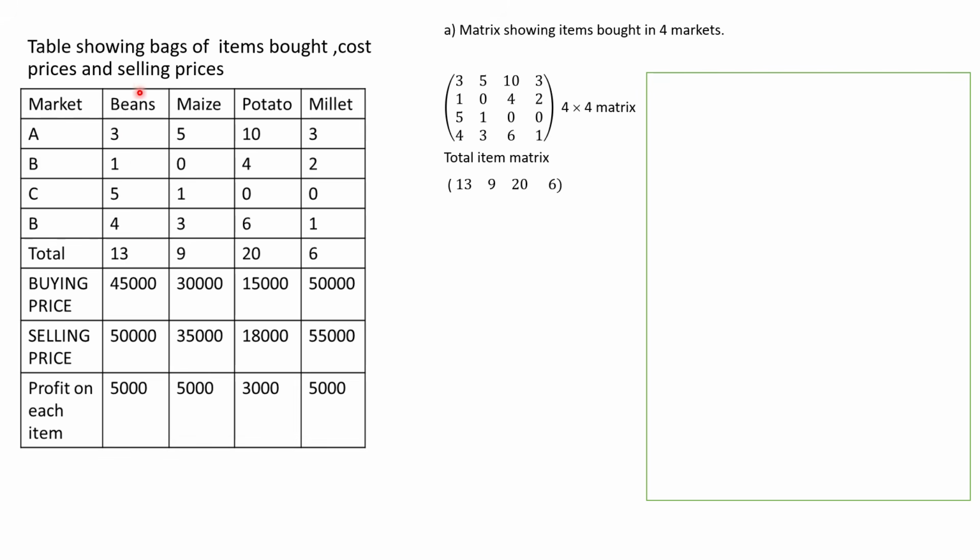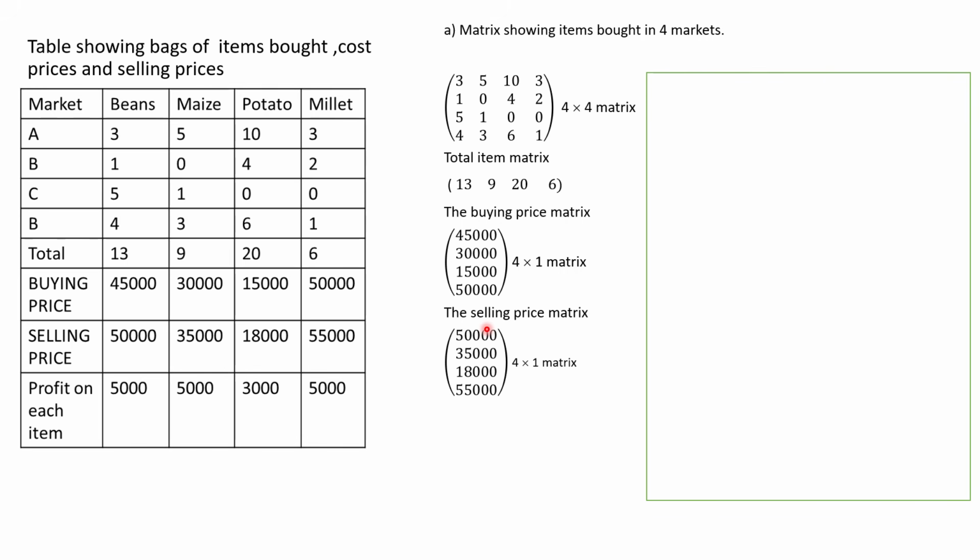What does this 13 represent? Total bags of beans. And then I have buying price item, because now I have to use that one to find the amount of money spent on those items. And still it is a 4x1 matrix. I have 4 rows and 1 column. And then also I have selling price matrix. You can see it, it is there, 4x1. And then lastly, I have a profit matrix, and you can see it there. So that is my summary.